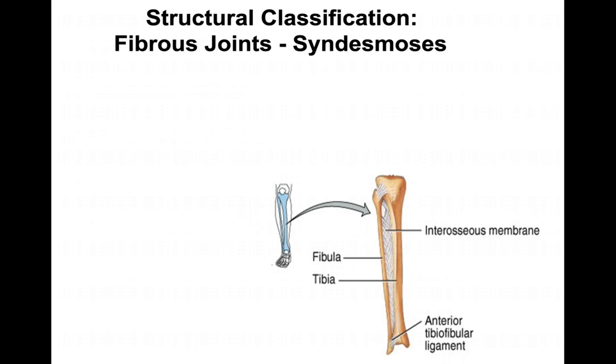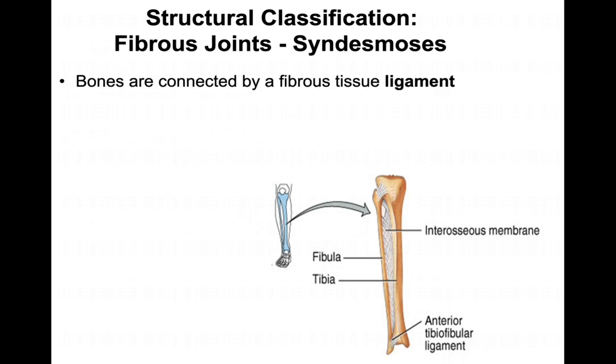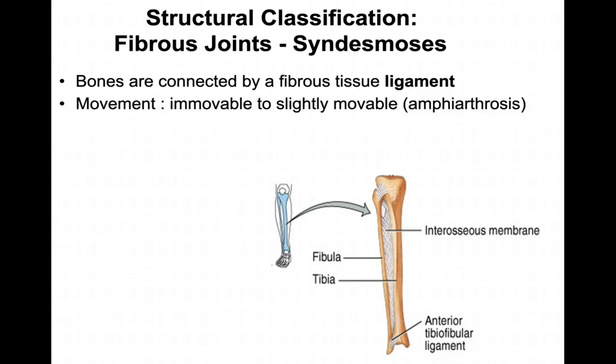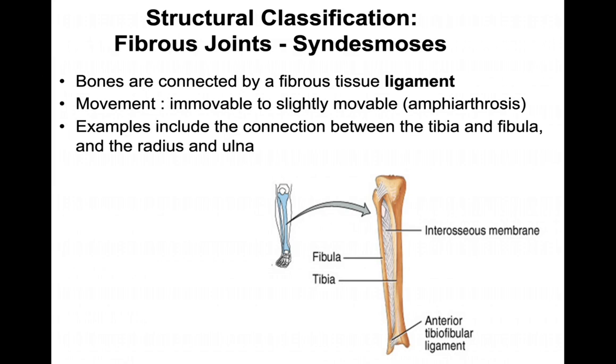So the syndesmosis: here the bones are connected by a fibrous tissue ligament. They're immovable to slightly movable, so usually an amphiarthrosis. This would include the connection between the tibia and fibula and the radius and ulna. You can actually feel what this feels like if you press forwards and backs, anterior and posterior, on your lateral malleolus here on your ankle. You'll feel there's just a little bit of give to the joint.